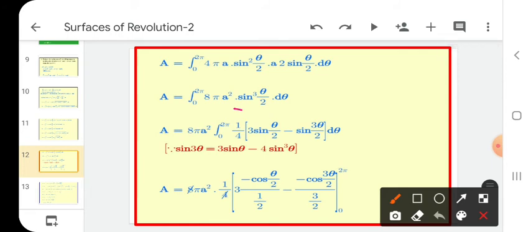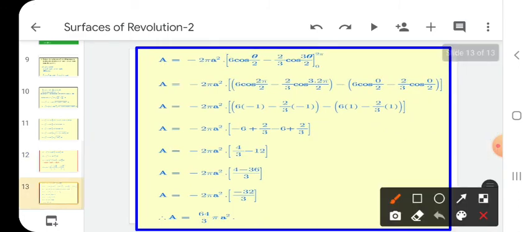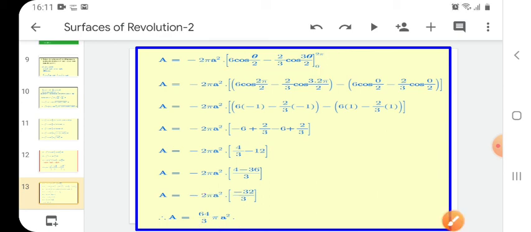What we get here is sin cube theta by 2. But I changed sin cube theta in terms of sin. Okay. After integrating, what do we get? 6 cos theta by 2 minus 2 by 3 cos 3 theta by 2. Now substitute the limit values 0, 2 pi. What is the area we get? 64 by 3 pi a square. Okay.